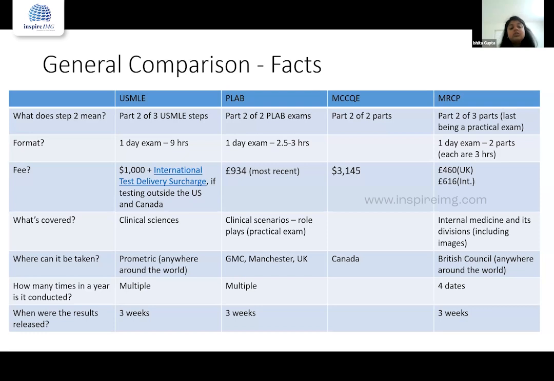PLAB Part 2, that's a practical exam again. That's only taken in the GMC office in Manchester. That's the General Medical Council office in Manchester, United Kingdom. It only occurs over there, so you have to fly and take the exam over there. I need to reiterate here, if you need one, you also have to apply for a visa.